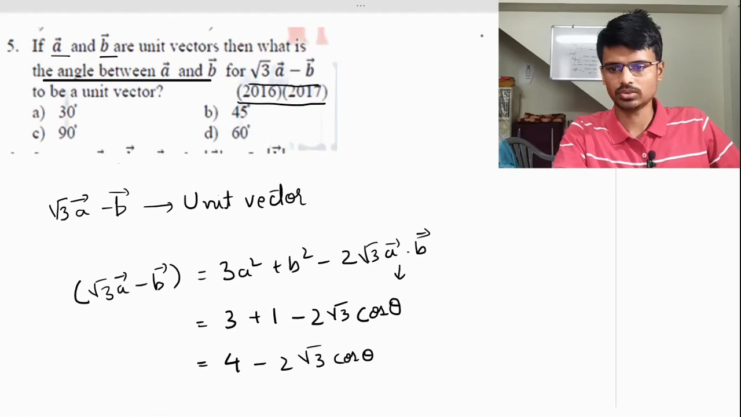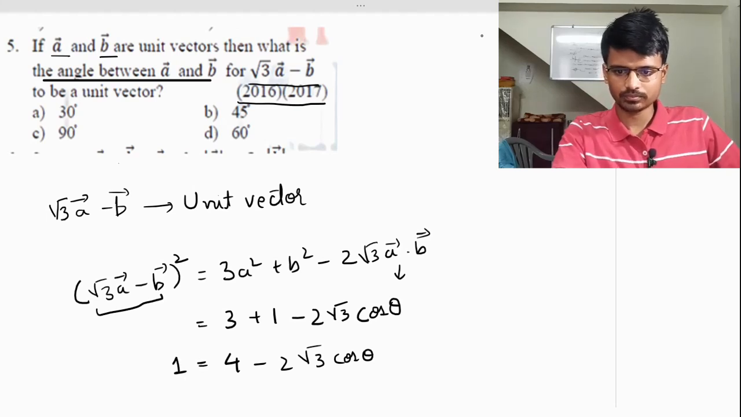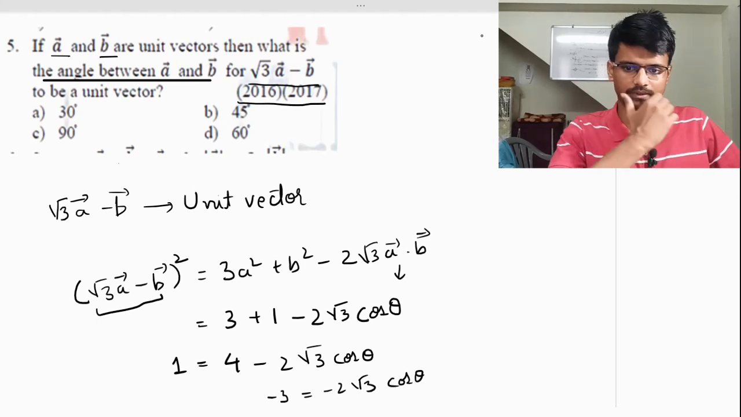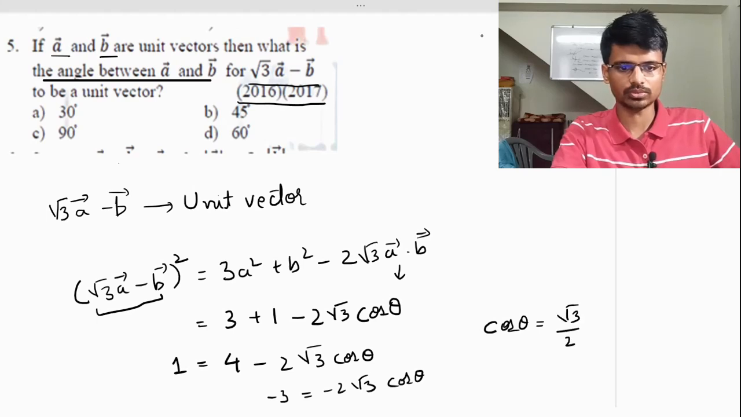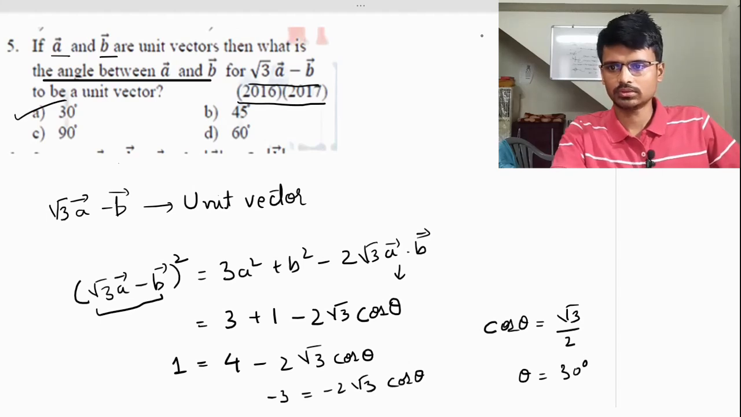And we also know the magnitude of this vector is 1, so that is given, so the square of that will be 1. So what have I got here? It is minus 3 equal to minus 2 root 3 cos theta, right? So this is going to be cos theta equal to root 3 by 2. So my theta is going to be 30 degrees, right? Okay, let's move to the next question.